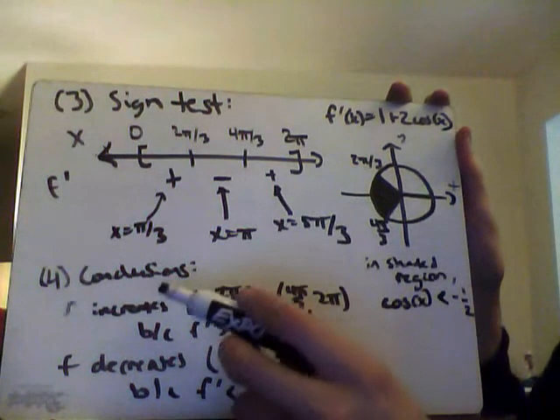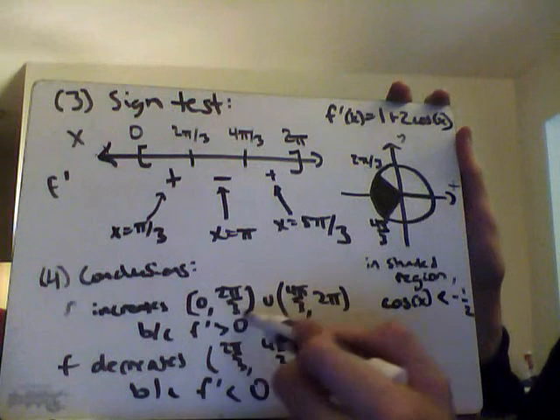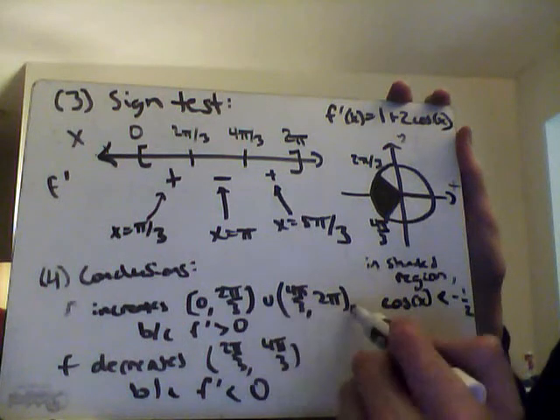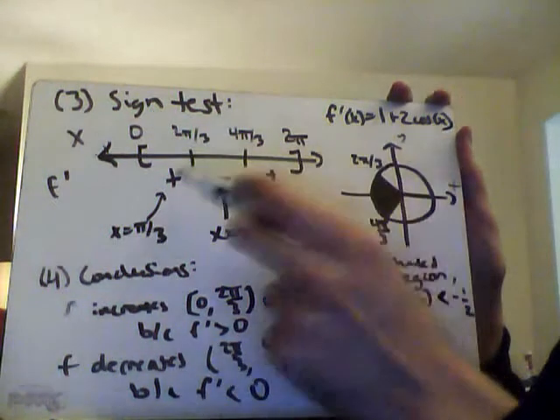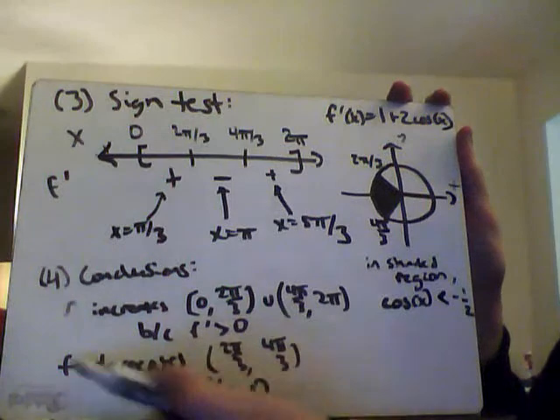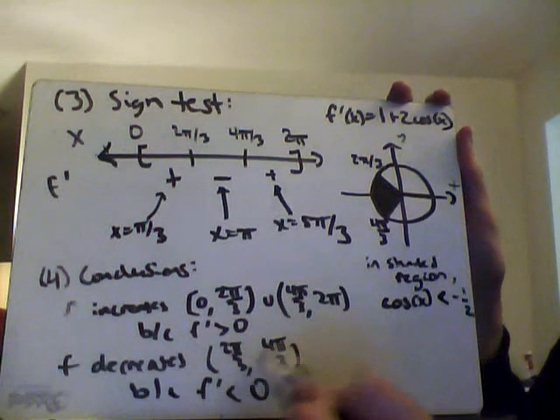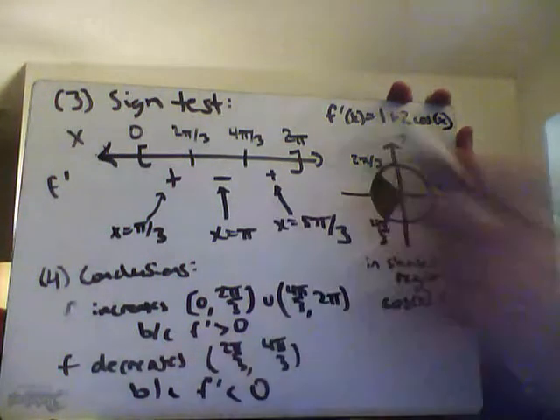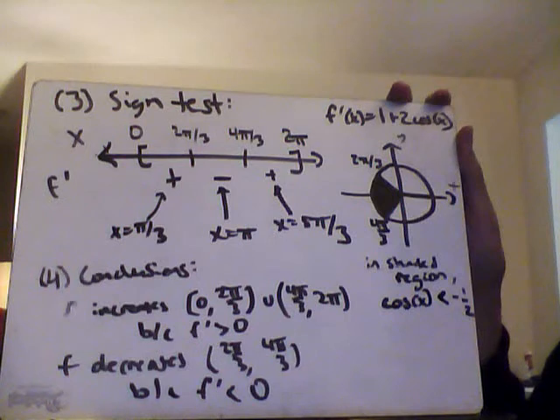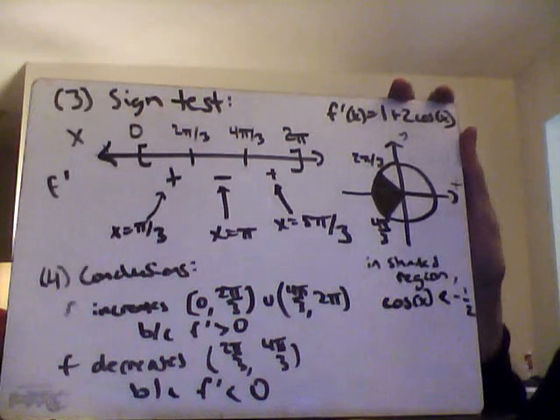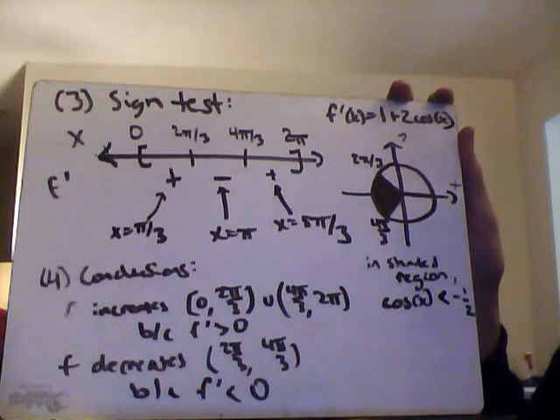Our conclusions: f increases from 0 to 2 pi over 3 and from 4 pi over 3 to 2 pi because the derivative is positive on both of those intervals. F decreases from 2 pi over 3 to 4 pi over 3 because the derivative is negative. Trig functions can be tricky. You need to make sure that you understand how to solve trig equations when you're doing them and have a good solid foundation with your unit circle.